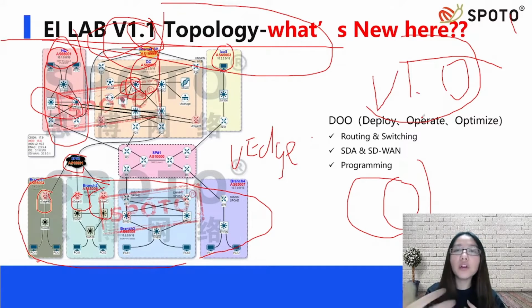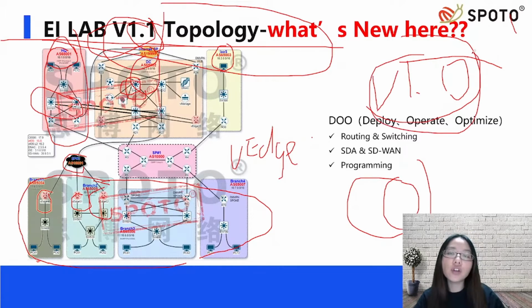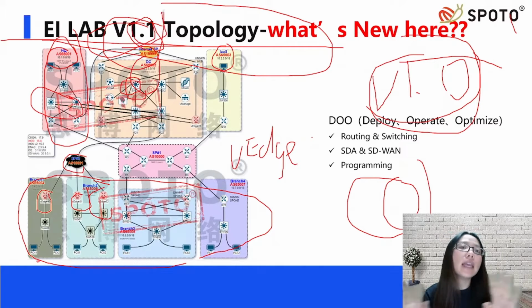Why do I want to know your situation? If you have the foundation of routing and switching from version 1.0, then version 1.1 is not very difficult for you to prepare for.